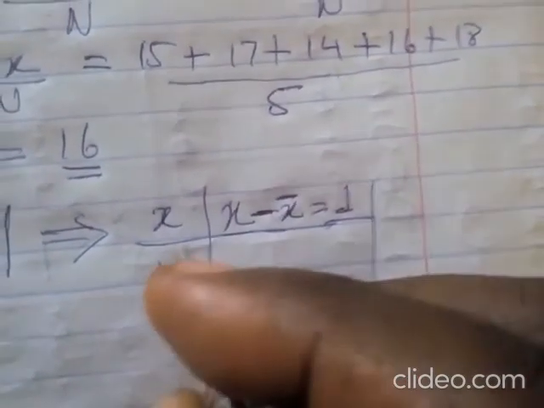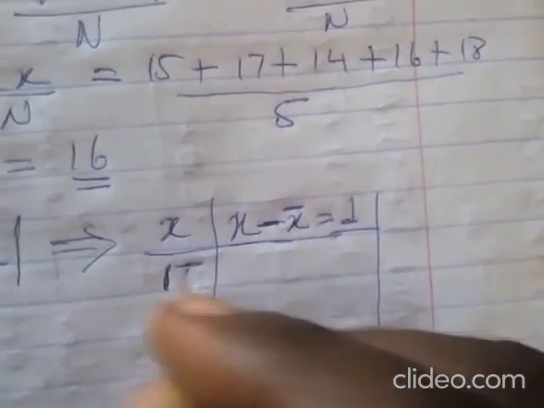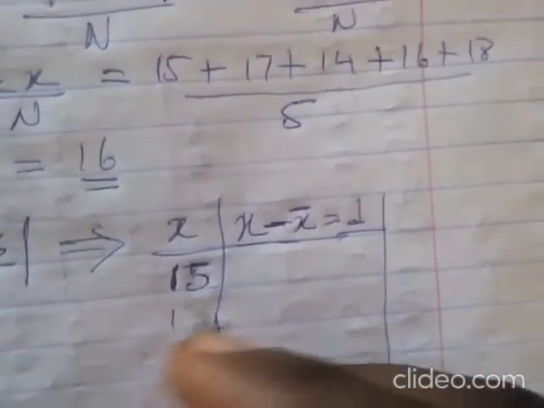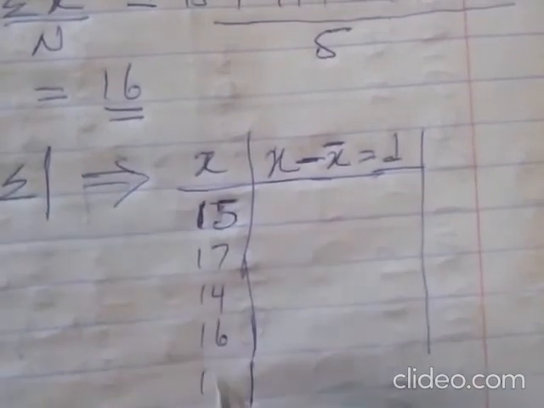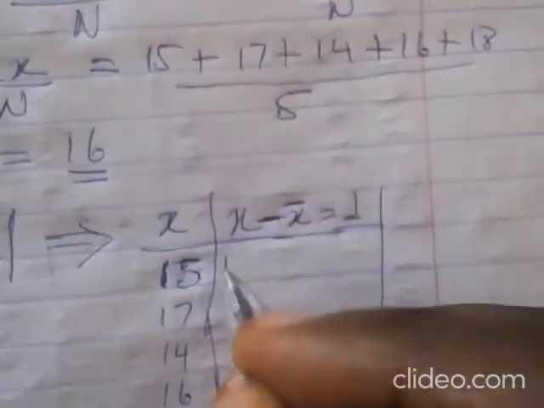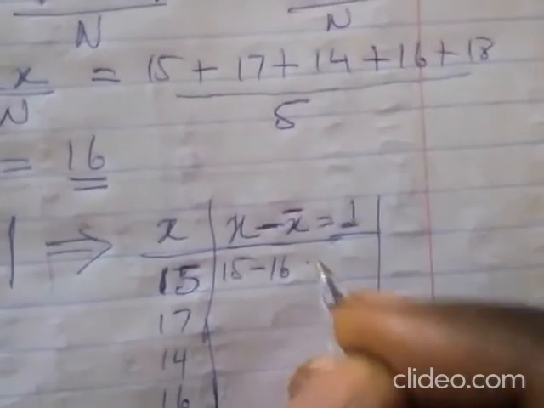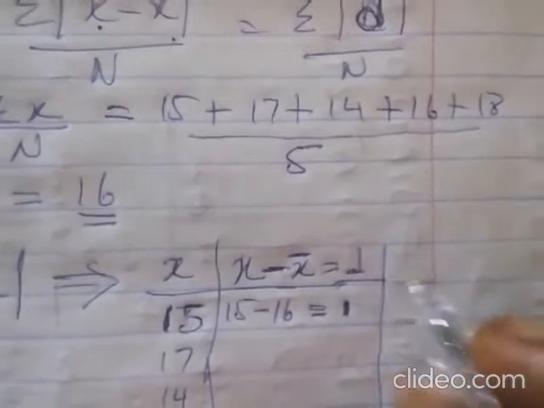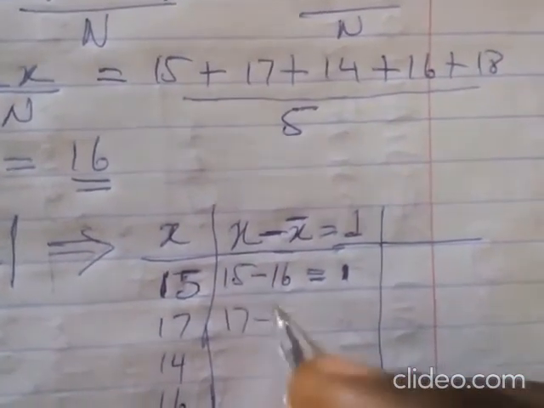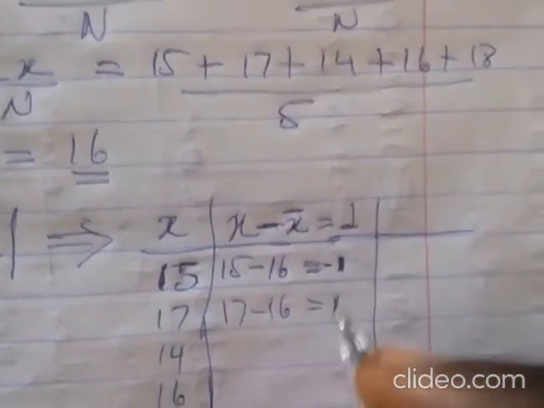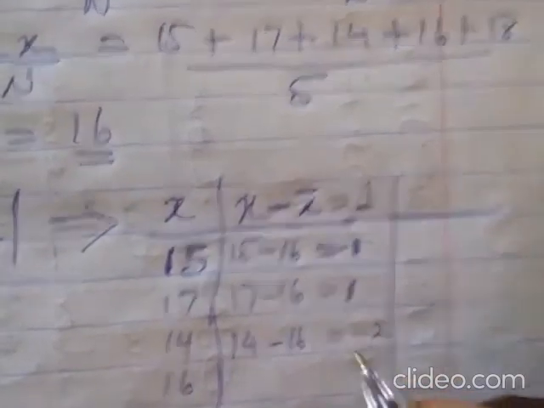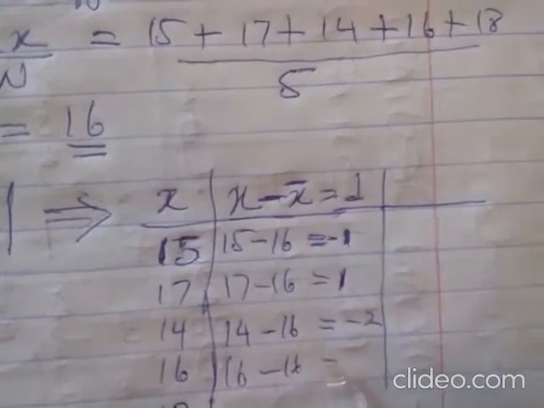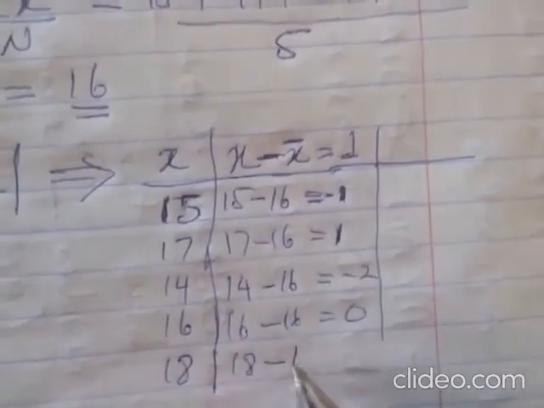So we'll now say 15, 17, 14, 16, 18. So 15 minus the arithmetic mean, which is 16, gives us minus 1. 17 minus 16 gives us 1. 14 minus 16 gives us minus 2. 16 minus 16 is 0. And 18 minus 16 is 2.